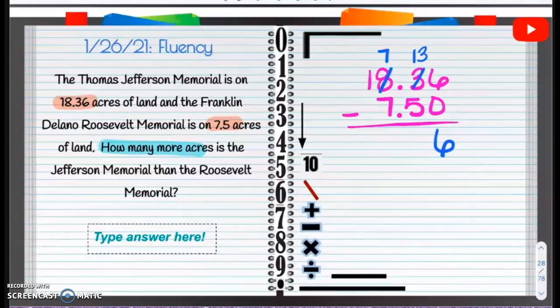8, 9, 10, 11, 12. Oh, it's going to be 8. So 13, 12, 11, 10, 9, 8. My bad. We're going to have 8 there. What do I do with that decimal? Drop it down. Drop it like it's hot. 7 minus 7 is 0. 1 minus 0 is 1.